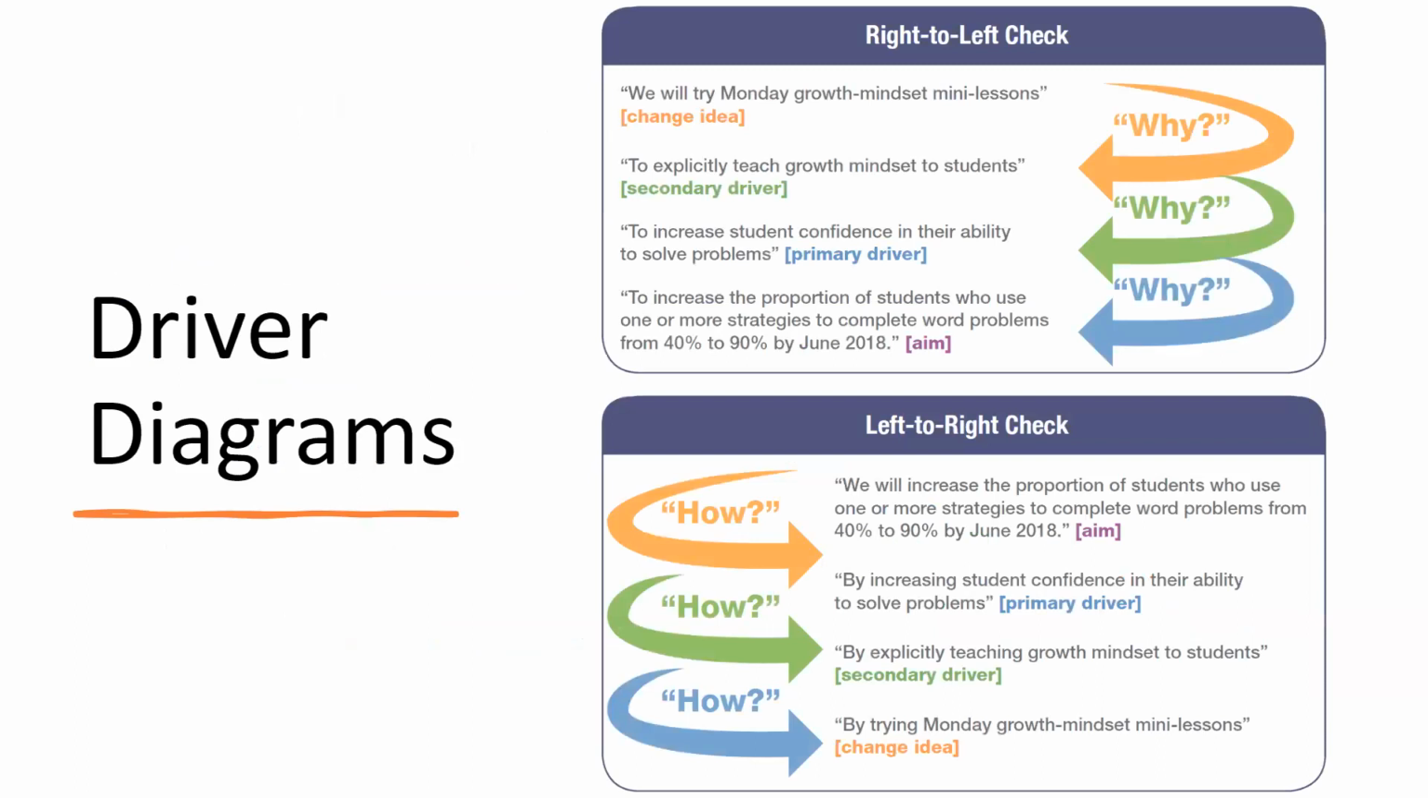Similarly, when you're looking at the driver diagram and you want to check right to left, you can start with the change idea and end up with your aim, asking why. If you want to check on your driver diagram going left to right, you can start with the aim and move to the change idea and ask how. I really suggest that you go through these checks once you have a draft of your driver diagram so that you can just see how your ideas are working and flowing.